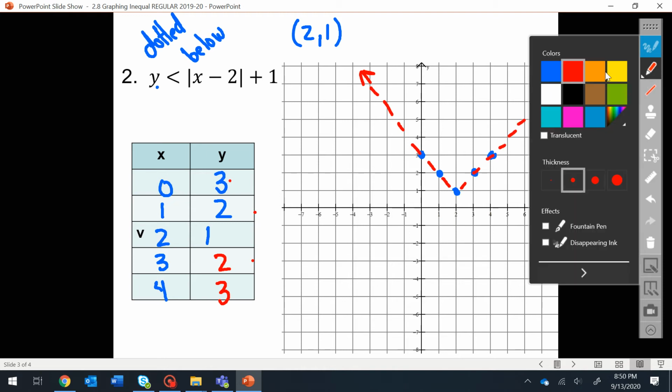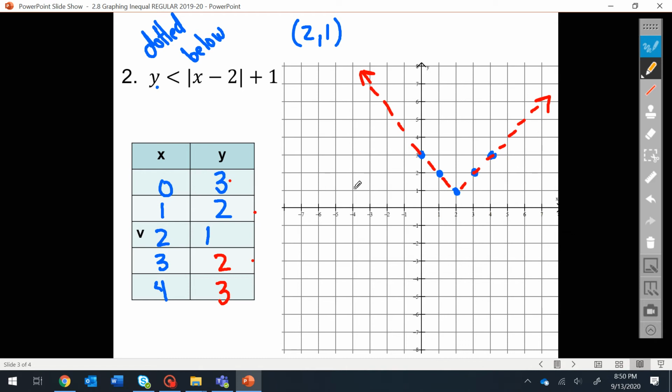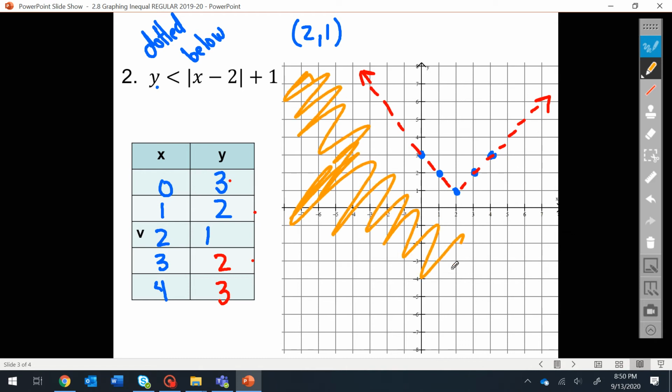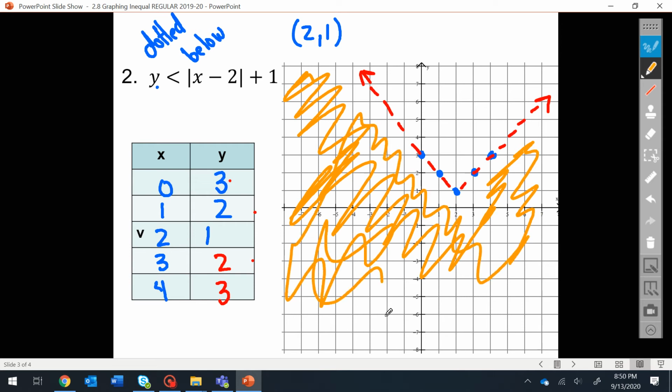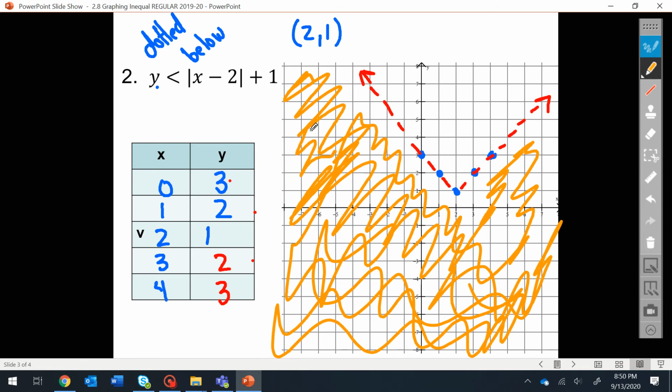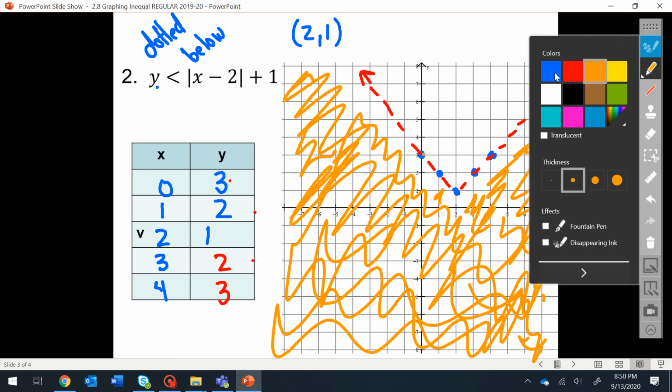It's also going to be shaded, and it's going to be shaded below the line. It'll be shaded down here. And we need to make sure everything gets shaded. Everything down here gets shaded. So my solution area is everything that I've covered in orange. That's my solution area. The dots on the line tell us that those are not actually solutions. Even though I found this from my table, it's not an actual solution to this graph.